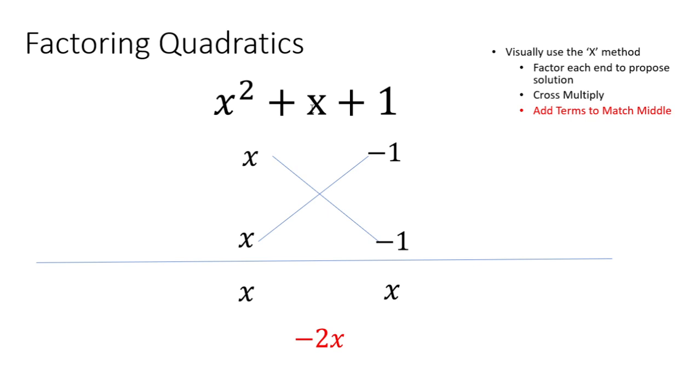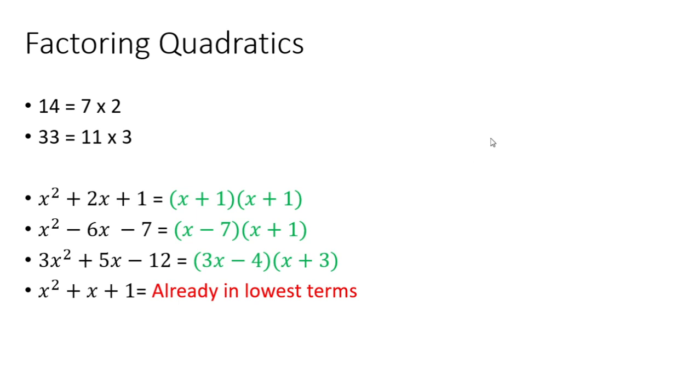If you run through all the combinations and determine that we cannot successfully match up the middle term after cross multiplying, it implies that there is no more simple form to write this quadratic polynomial as, and this cannot be factored and is already in its simplest term. So as a quick review, we were able to factor x squared plus 2x plus 1 into this product of binomials, similarly for these other two equations, and we had learned that x squared plus x plus 1 is already in its lowest terms.